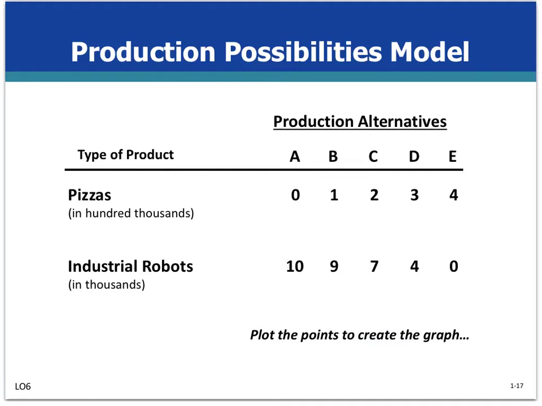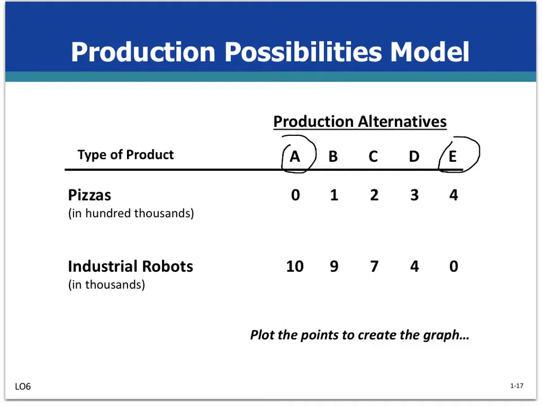At alternative A, you see the point A, this economy would be devoting all its available resources to the production of industrial robots. And at alternative E, as you see, the last point here, this economy devotes all the resources to produce pizza. There are other alternatives. These 2 points are not usually realistic because an economy usually chooses to produce both goods. So B, C, D are more realistic, different combinations of two goods.